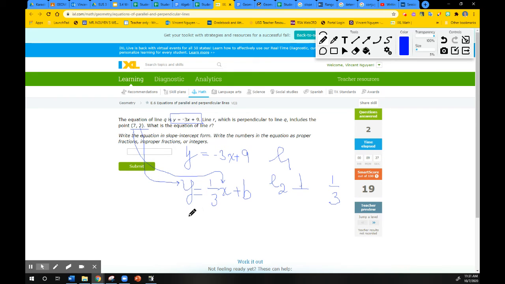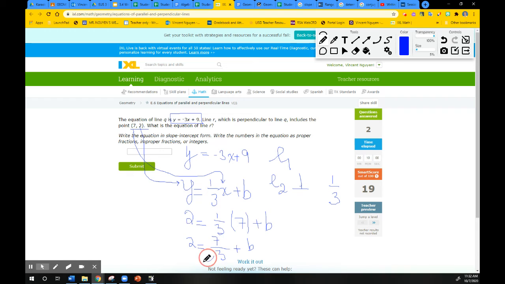Your calculator will take care of anything for you. So 2 equals 1/3, parentheses for multiplication, 7 plus b. All right, now to clean this mess up: 2 equals, well, it's 1 times 7, which is 7, and then over 3, plus b. Now this is where you guys are going to say, I don't know how to do this.